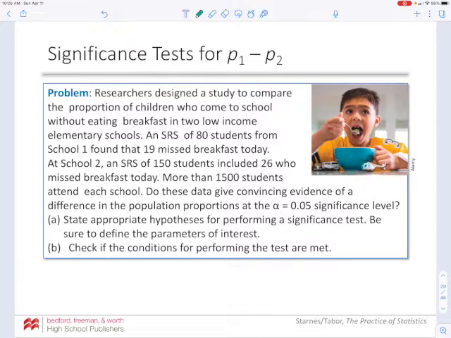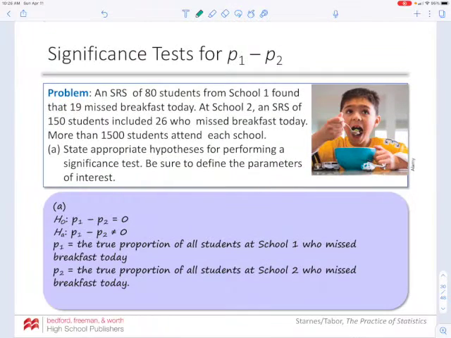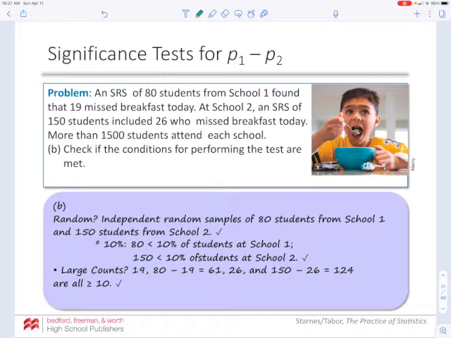So part A is stating the hypotheses for performing a significance test and to define your parameters. Part B, check if the conditions for performing the test are met. So our null hypothesis is that there is no difference, that p sub 1 minus p sub 2 equals 0. And the alternative is that there is a difference, so it's just not equal to 0. In our problem, it doesn't state that one is higher than the other, so we're just looking at no difference versus that there is a difference. And then we define that p sub 1 is the true proportion of students at School 1 who missed breakfast, and then p sub 2 is for the second school.